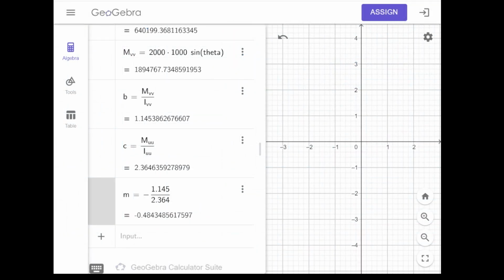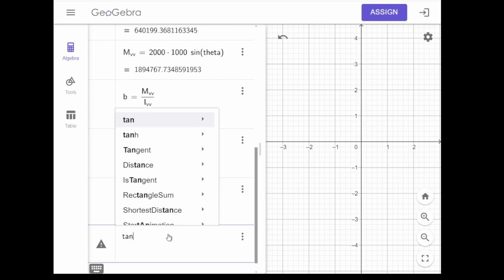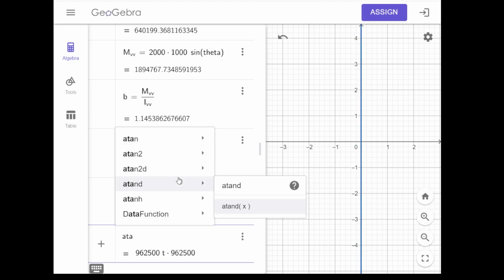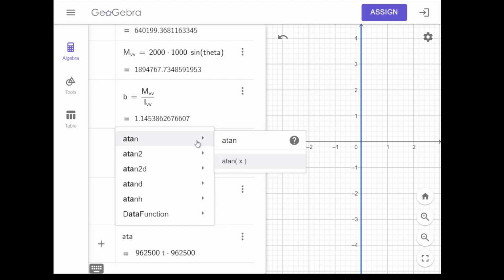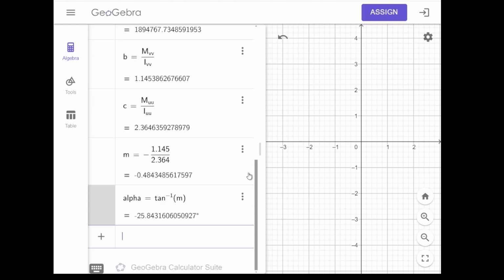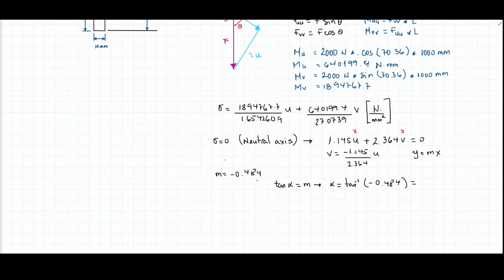Let's go back to GeoGebra. So it's the inverse tangent of m. So this is alpha, minus 25.84. Let's go back. Then this is alpha equal to minus 25.84 degrees.